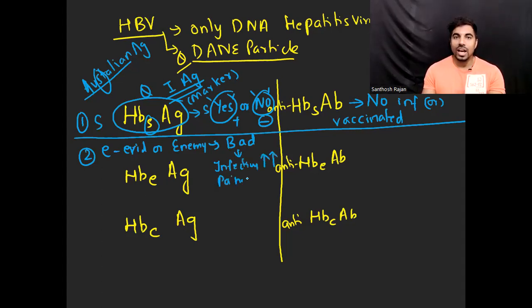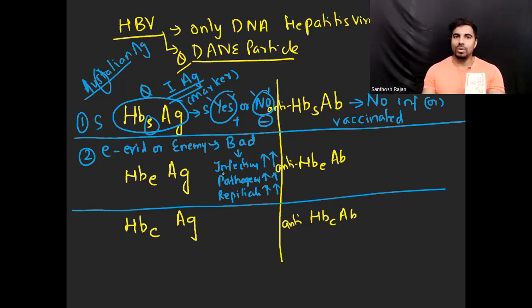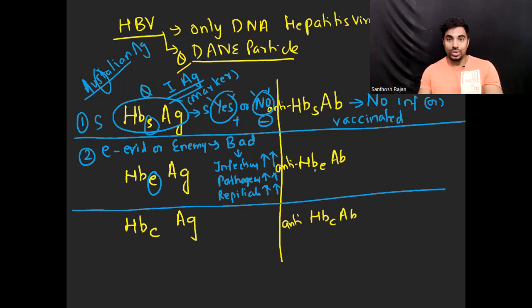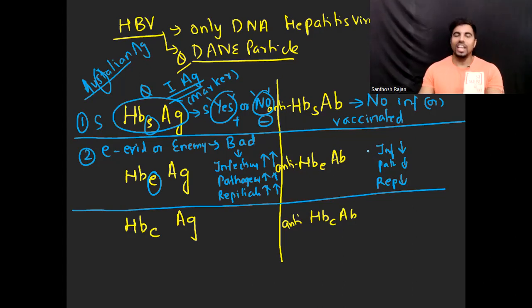Pathogenicity is also very high. All the dangerous things are higher: infectivity, replicability is also very high. This means totally bad prognosis, prognosis is very very bad. Everything is dangerous about it. So E for enemy, E means everything bad. But if antibody to E is already produced, it means everything is low: infectivity is low, pathogenicity is low, replicability is also low. So the prognosis is good. That's one clue: E for enemy, everything is bad; antibody already produced, so everything is good.